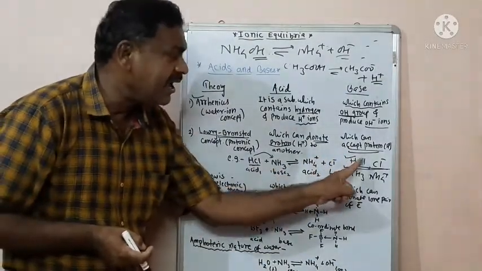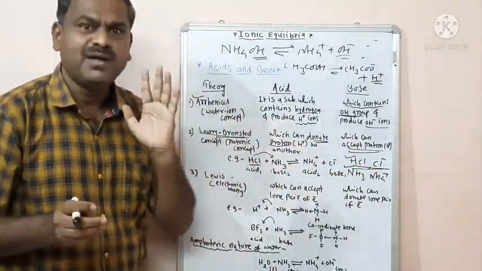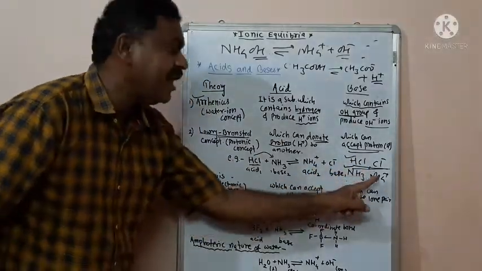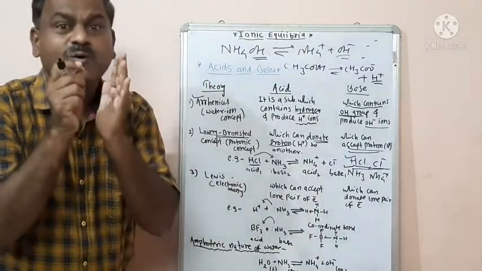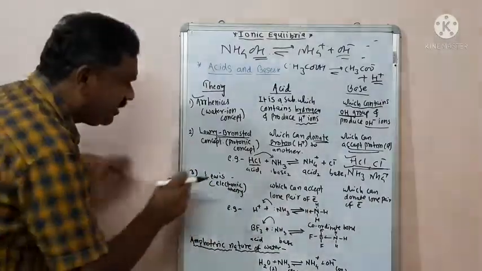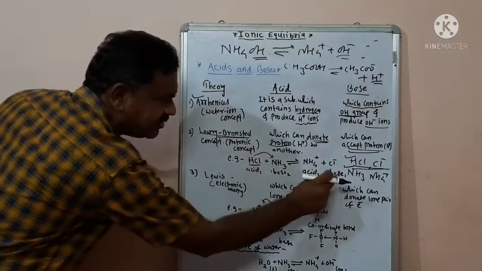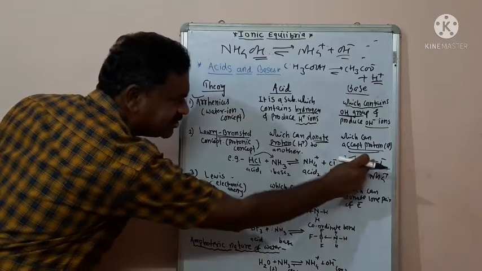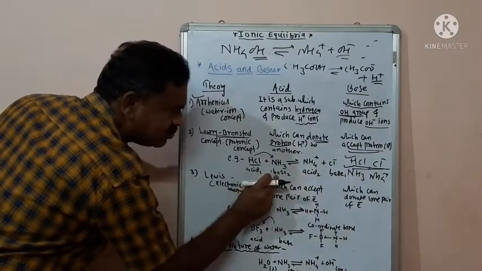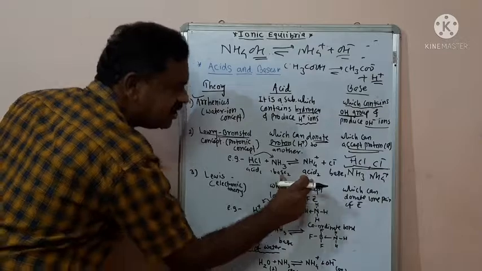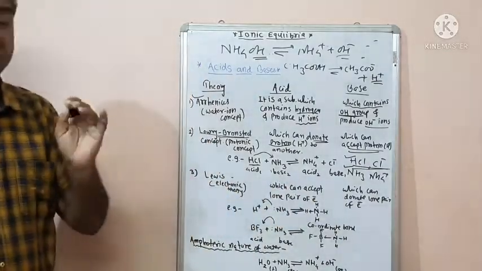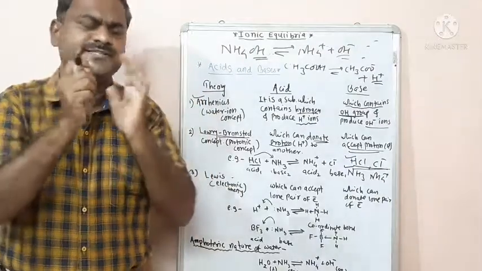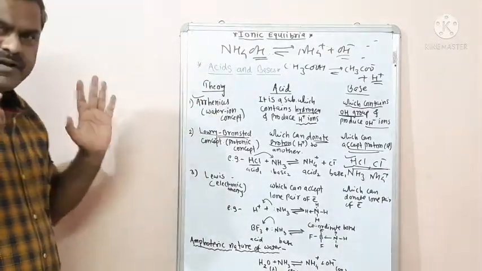Therefore, HCl and Cl minus are one conjugate acid base pair. Then NH3 and NH4 plus are also one conjugate acid base pair. Here acid 1 and base 1 are a conjugate acid base pair, and base 2 and acid 2, ammonia and ammonium, are also a conjugate acid base pair. Now this is about the Lowry-Bronsted concept, also called the Protonic concept.